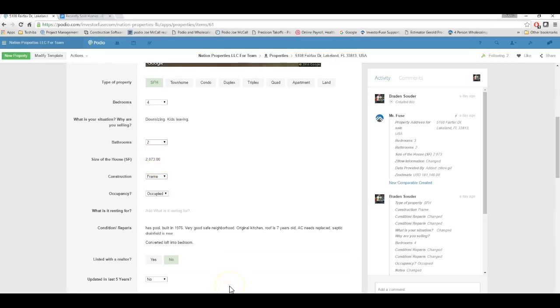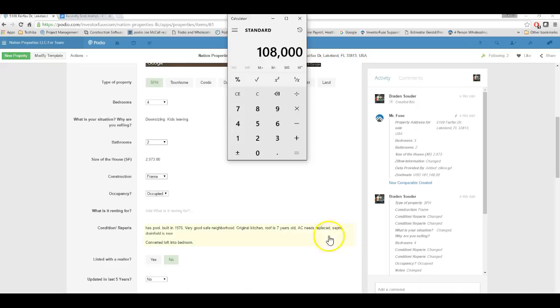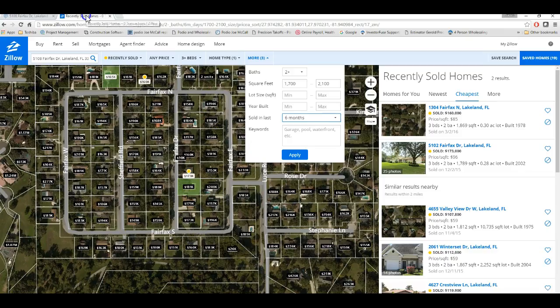2,073. We want to be within 10% of the square footage to start off with. We can go higher. We can go 15%, 20%. So let's go 2,073. And 10% of that is 207. So plus 207.3 technically, but okay, 2,280. We're going to round that up to 2,300 square feet on the high side. So we'll do a maximum square footage of 2,300.